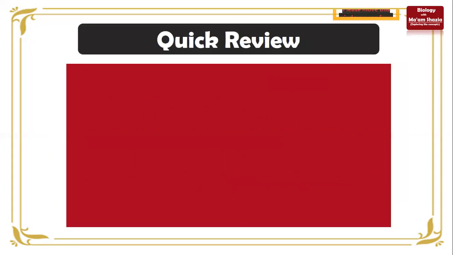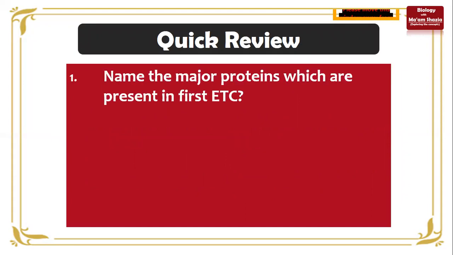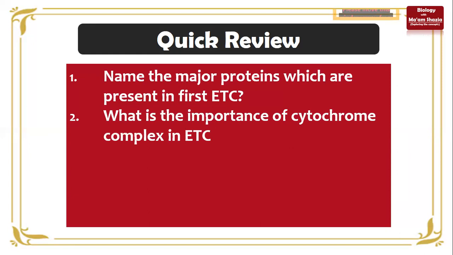Before starting the lesson, we have to go through a quick review from the last lesson. This is basically to revise the last lesson as well. So name the major proteins which are present in the first ETC. You need to tell me the name of all the proteins present in the first ETC, electron transport chain, and that was plastocyanin, cytochrome complex, and plastocyanin. So there are three proteins. And then, what is the importance of the cytochrome complex?